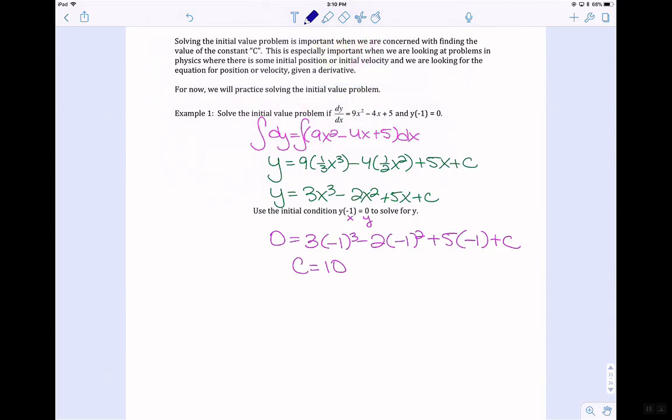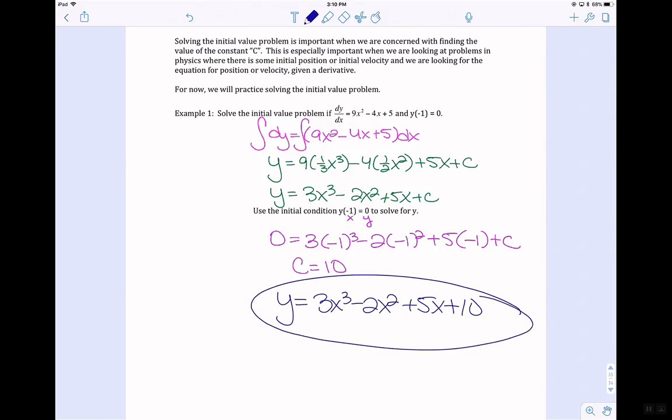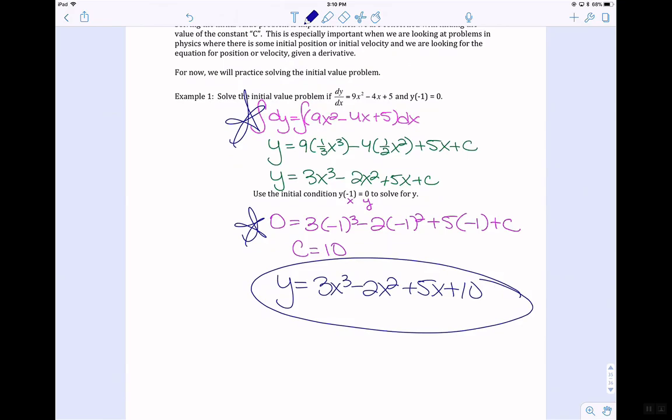So then I rewrite my equation, y equals 3x cubed minus 2x squared plus 5x and plus 10. And that is my answer. If I do not see the separation of variables, you get no credit at all. If I do not see you plugging in the initial condition, no matter how easy it is, you only get half the points possible. So it's very, very important that you show as many steps as you possibly can.